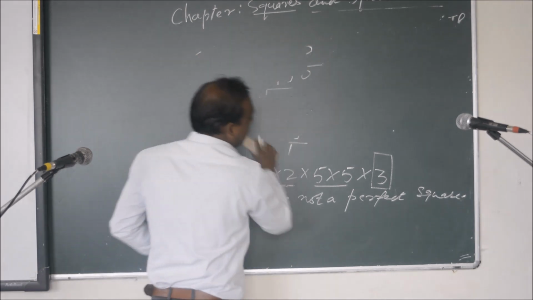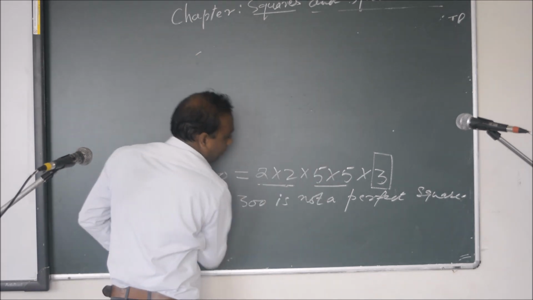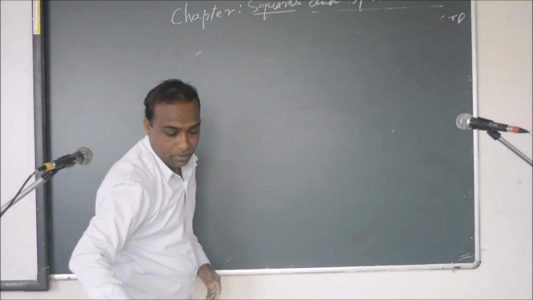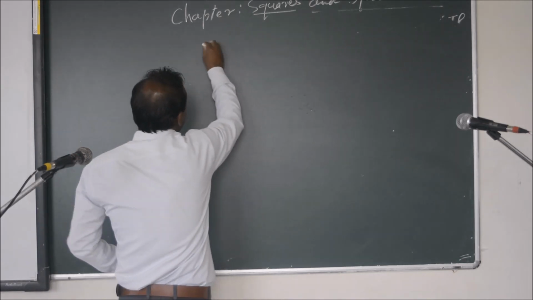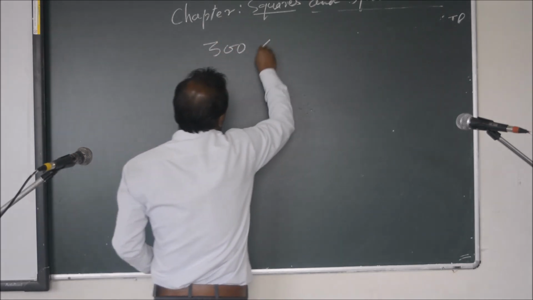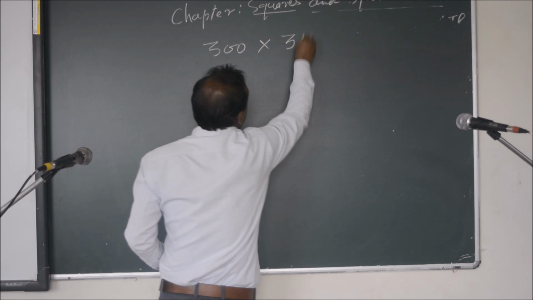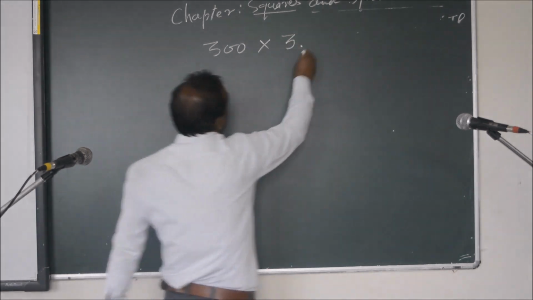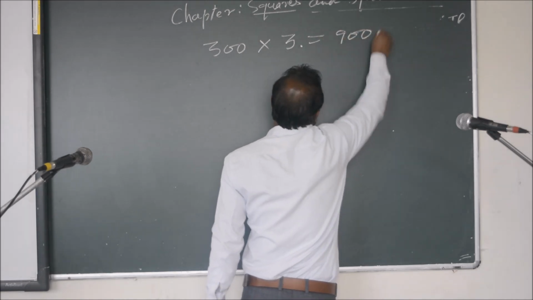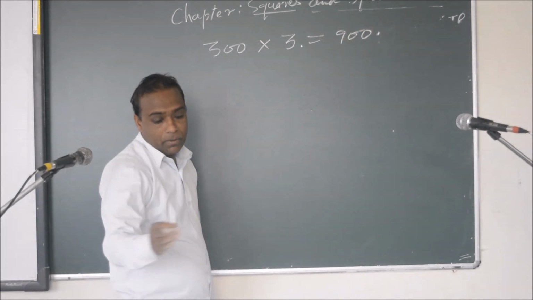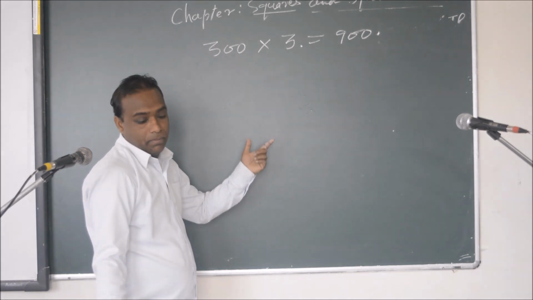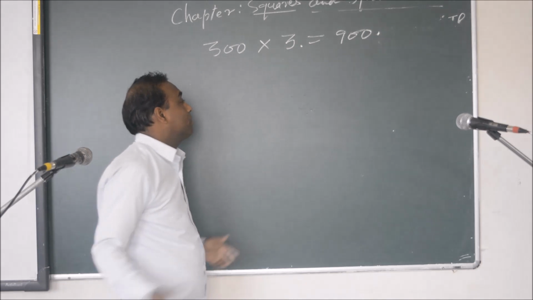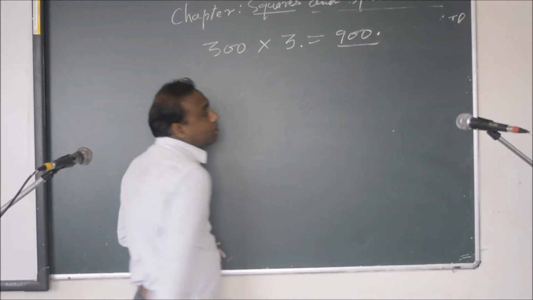So we have to multiply the given 300 with that number 3. Now multiply, and you will get 900. So this is the 900 out here. The question is, by which number you will multiply the given number so that the product is a perfect square. Now, is this number a perfect square or not?